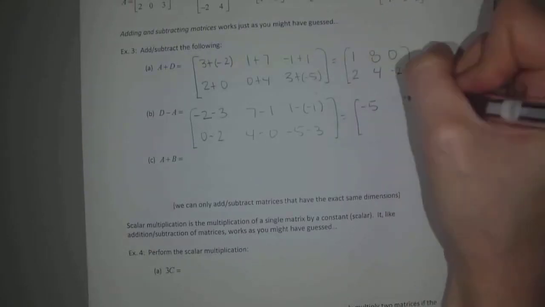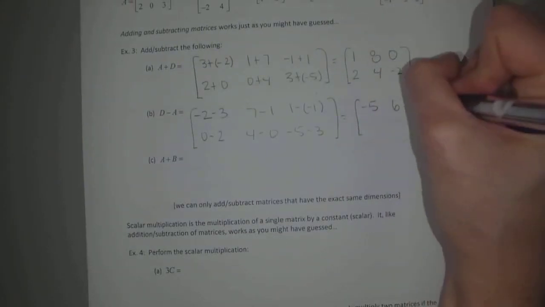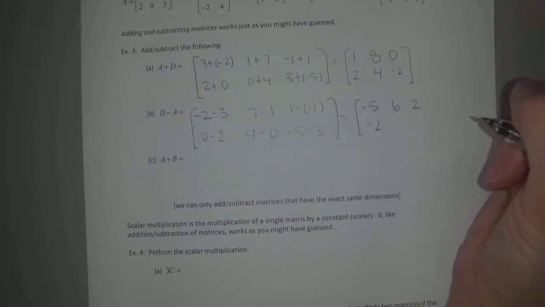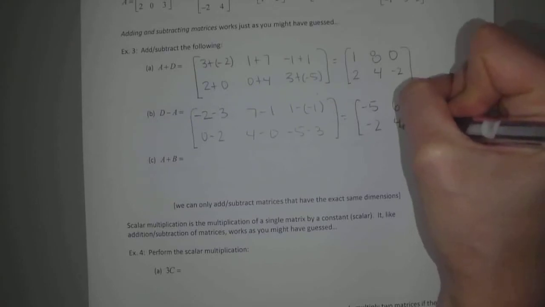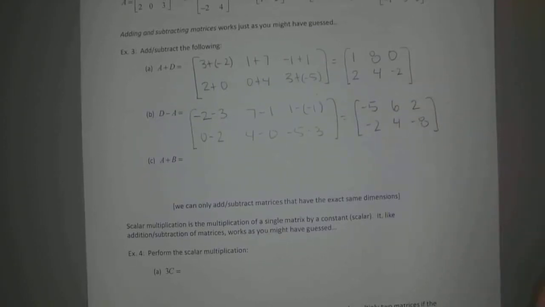-2 minus 3 is a -5. 7 minus 1 is a 6. 1 minus a -1 is a 2. 0 minus 2 is -2. 4 minus 0 is 4. And -5 minus 3 is -8.